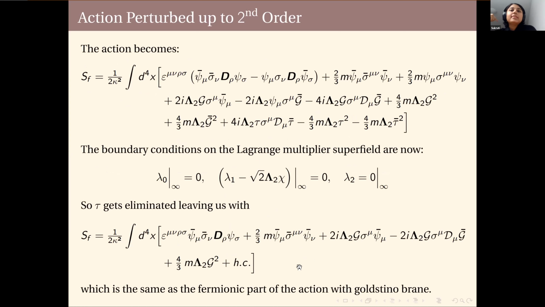And this action is exactly the same as the fermionic part of the action that comes from the Goldstino brane action that was given by Bandos and collaborators. So it's quite nice. It shows us that at least up to the second order field fluctuations, the Stückelberg unimodular supergravity action is the same as the Goldstino brane action.